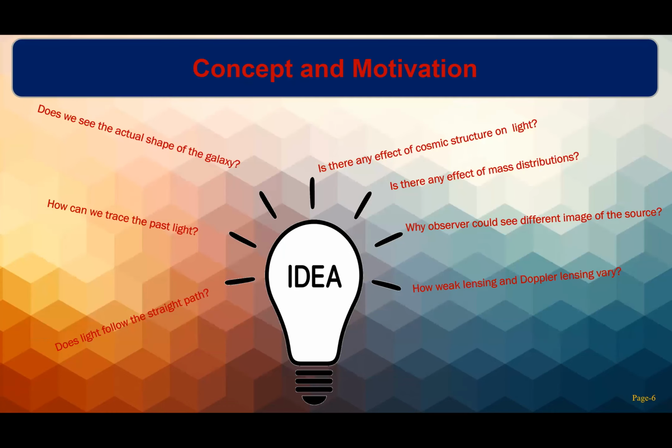So, the concept and motivations. These are some questions that inspired us to do this research: starting from the path of a photon, is it straight or curved? Whether there are any effects of the mass distribution of cosmic structures, and how weak lensing and Doppler lensing vary due to the mass distributions of the cosmic structures, etc.